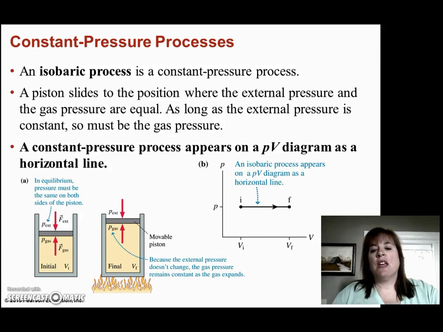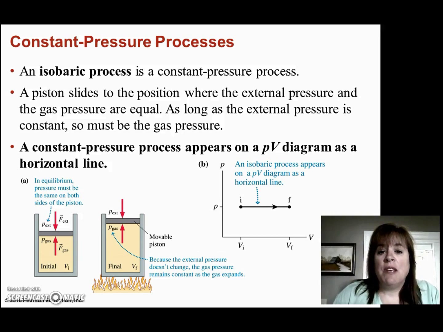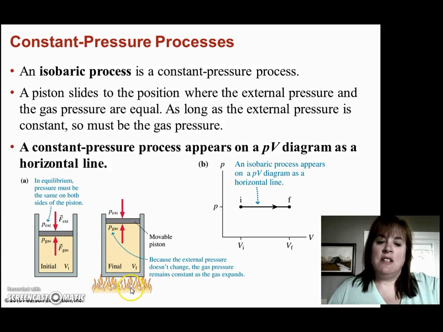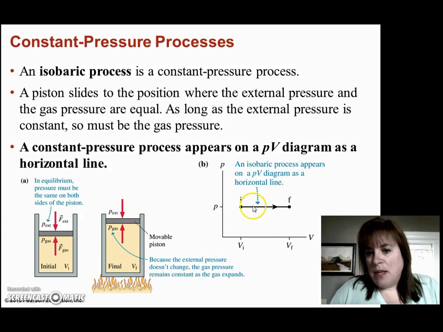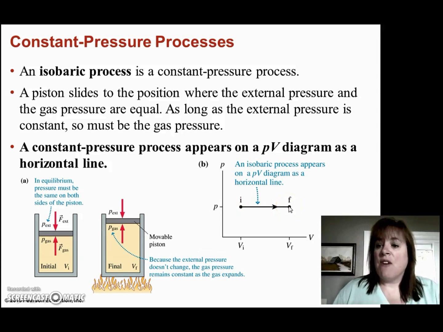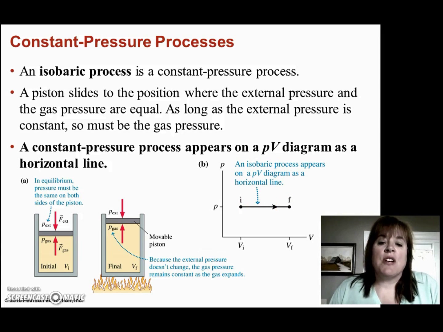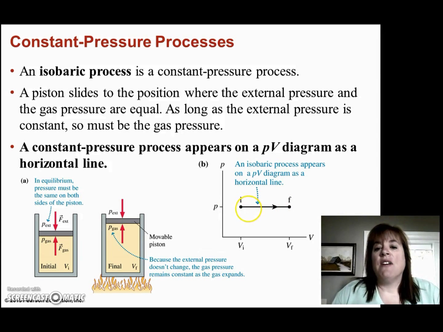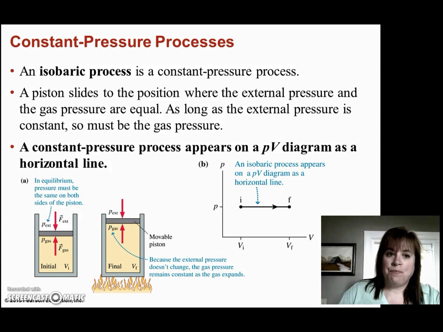So if we think about what that looks like on a PV diagram, in this case we are putting heat in, so we're adding energy to the gas, increasing its temperature, and on my PV graph that means the volume is going to expand to try to keep the pressure constant. So I have a flat horizontal line on a PV diagram.